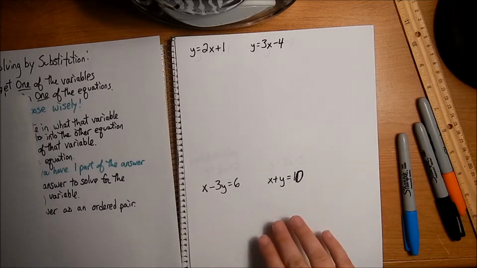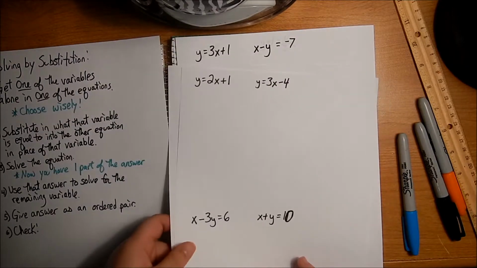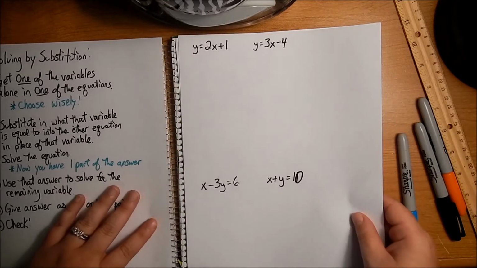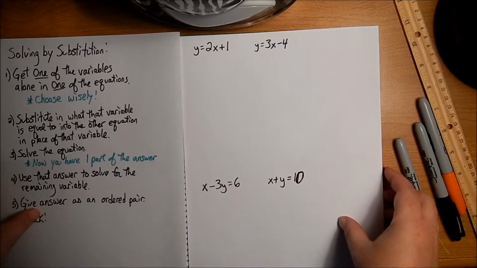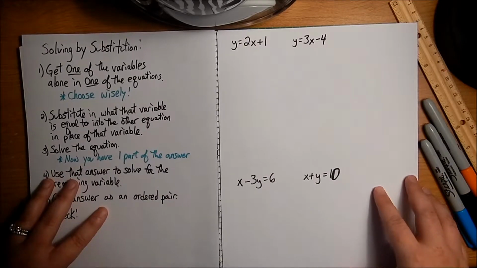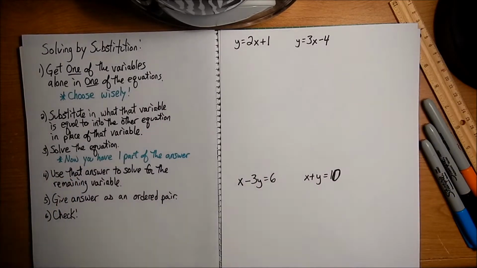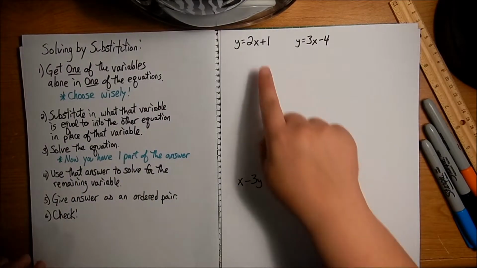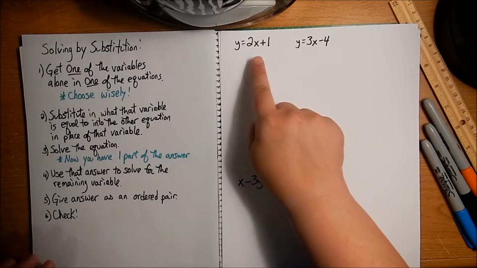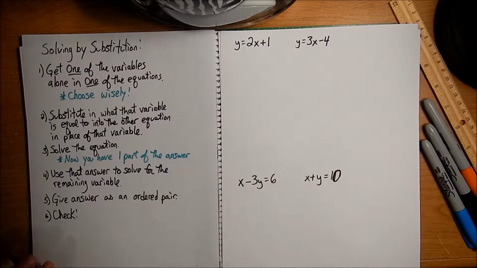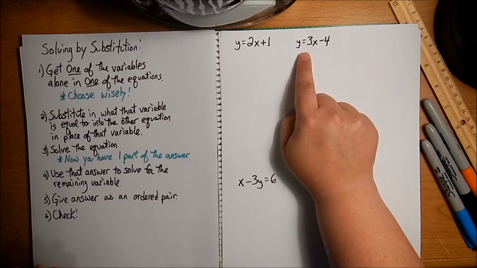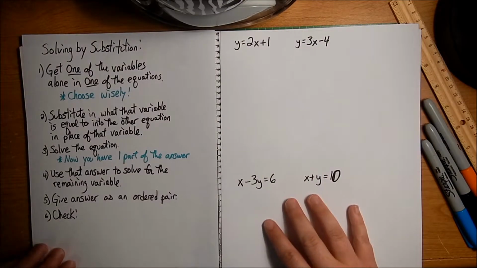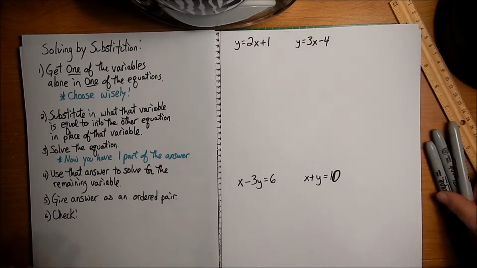Okay, so let's go through one by one. We're going to start off with some easier examples, and then we'll move on to some that are a little bit more difficult. Let me move this over a little bit so you can see both sides. Okay, that looks good. So step 1, I want to get one of the variables alone in one of these equations. Well, lucky for me, y is by itself in this one and in this one. So step 1 is actually done for me. I'm happy about that.